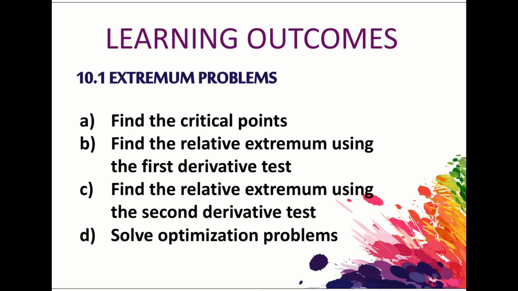Assalamualaikum and welcome everyone. Now we have finally made it to chapter 10, Applications of Differentiation. 10.1 Extremum Problems. The learning outcomes are: the first one is to find the critical points, the second one is to find the relative extremum using the first derivative test, the third one to find the relative extremum using the second derivative test, and the fourth one to solve optimization problems.